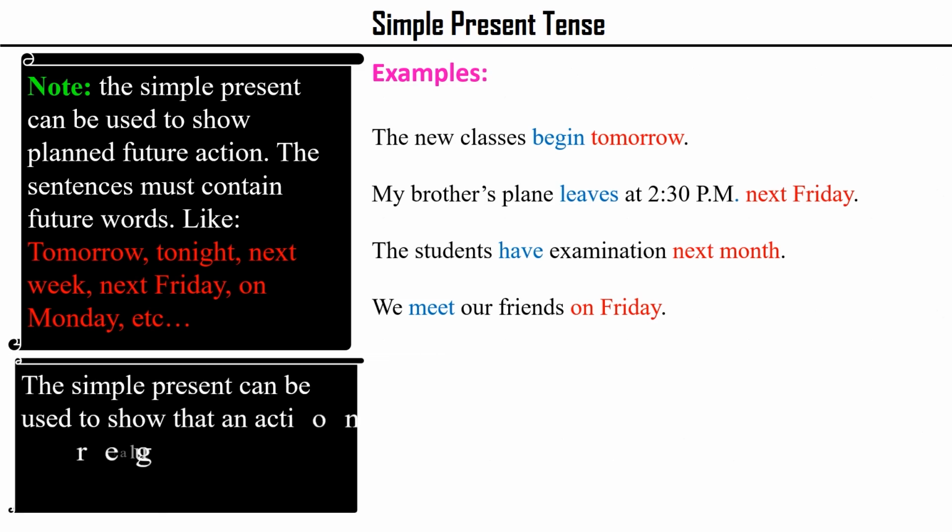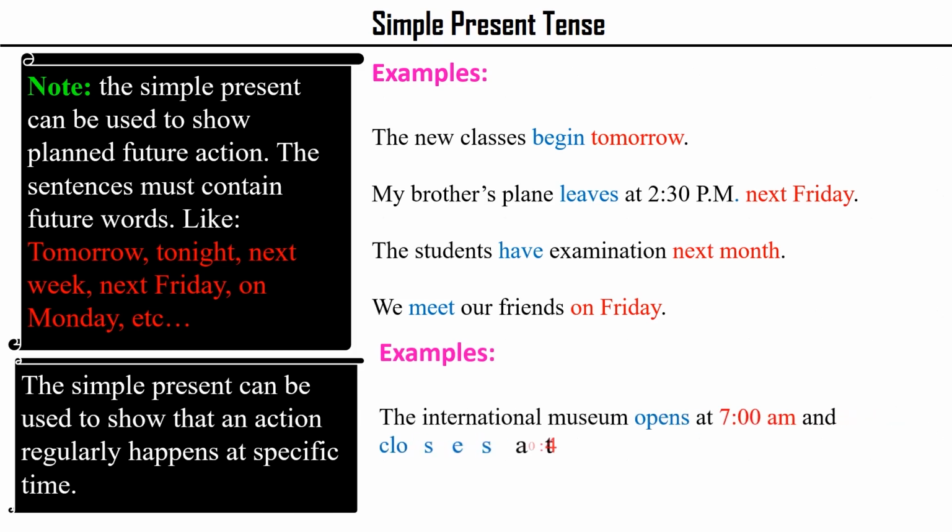The simple present tense can be used to show that an action regularly happens at a specific time. For example, the International Museum opens at 7 a.m. and closes at 4 p.m. In this sentence, the simple present tense is used to show that an action regularly happens at a specific time. What are specific times in this sentence? At 7 a.m. and at 4 p.m.